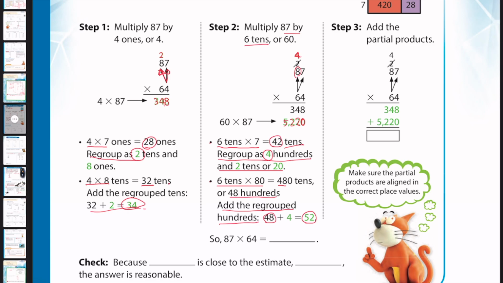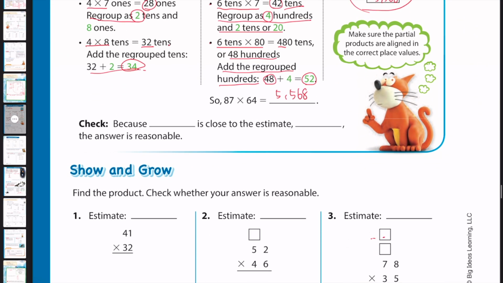Add the partial products. Now all you need to do is what? You need to add the partial products, which is going to be 8 plus 0 is 8. 4 plus 2 is 6. 3 plus 2 is 5, and another 5. So the answer is what? Yes, 87 times 64 is 5,568. Let's check. Because 5,568 is close to the estimate, which is 5,400 we found, the answer is reasonable. Find the product, check whether your answer is reasonable.